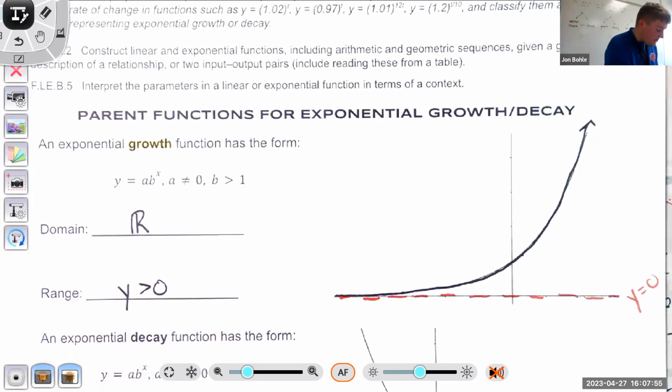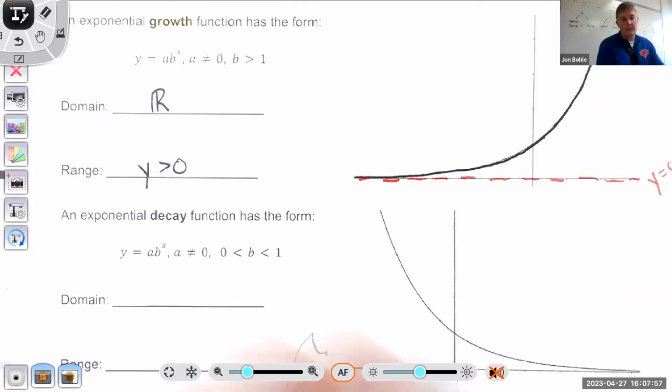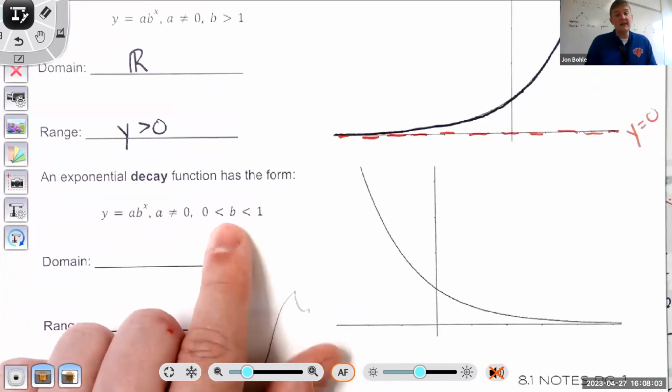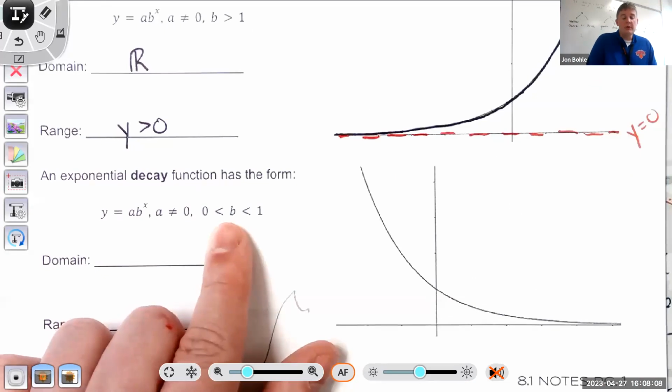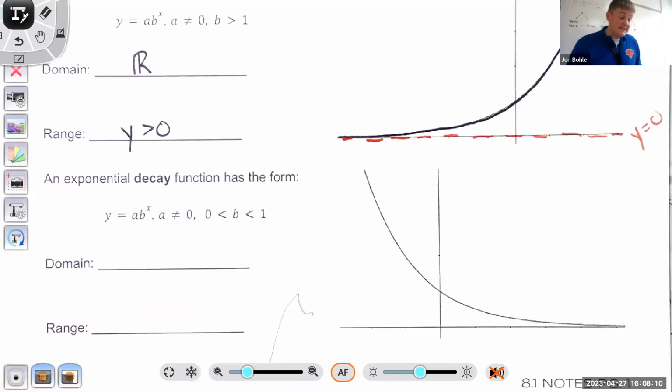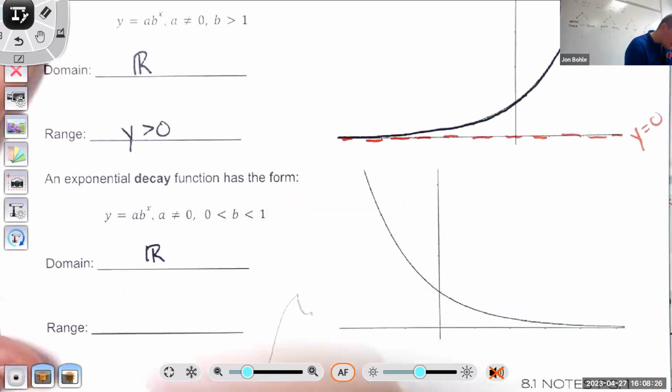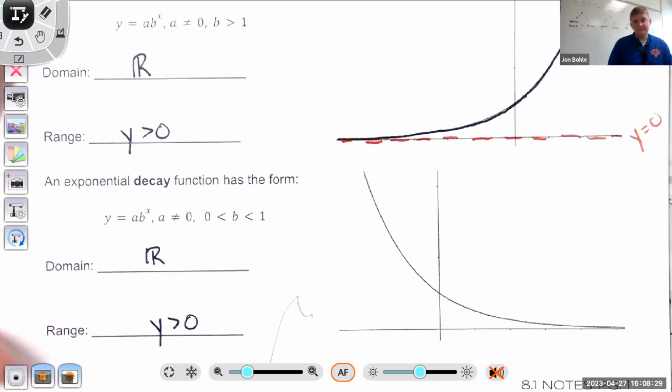An exponential decay function is an equation in the same exact form. A also can't be 0, but in this situation, b is less than 1 and also greater than 0. So if your b value is in between 1 and 0, it's going to be a decay function. The thing that's nice about growth and decay functions is they mostly share the same characteristics. The only difference is growth increases from left to right, decay decreases from left to right. The domain is the same, and the range is also the same. So it makes some aspects of these problems pretty easy.